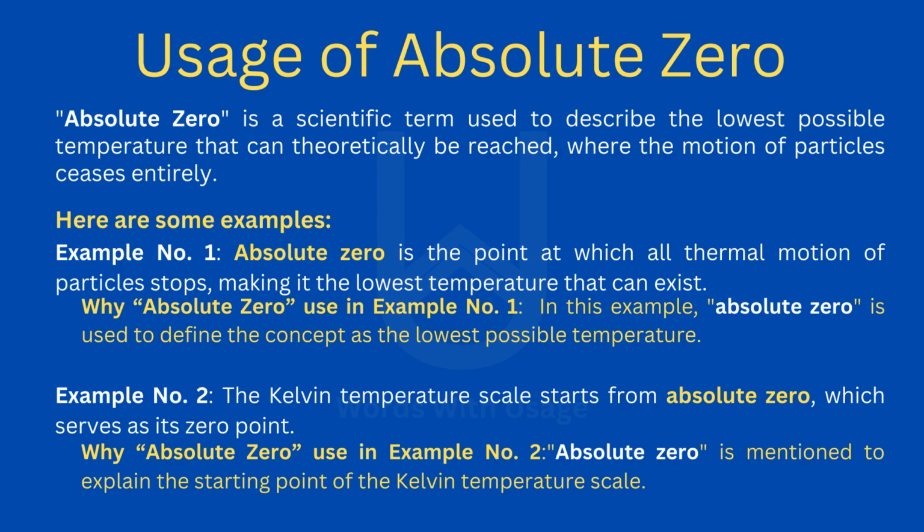Example number 2. The Kelvin temperature scale starts from absolute zero, which serves as its 0 point. Why is absolute zero used in example number 2? Absolute zero is mentioned to explain the starting point of the Kelvin temperature scale.